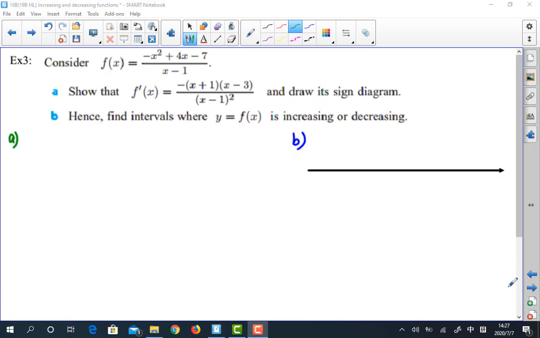Example 3. Consider f of x equals negative x squared plus 4x minus 7, divided by x minus 1.